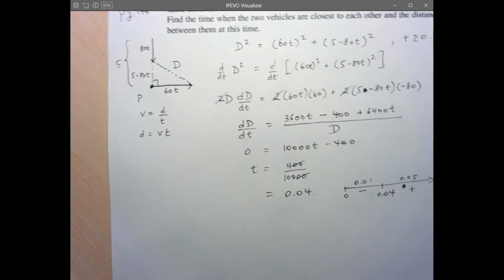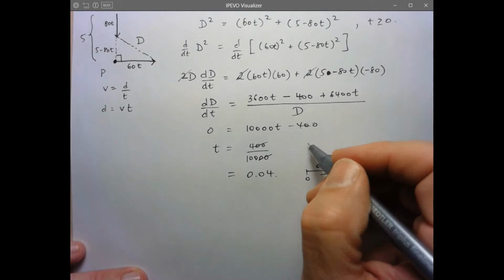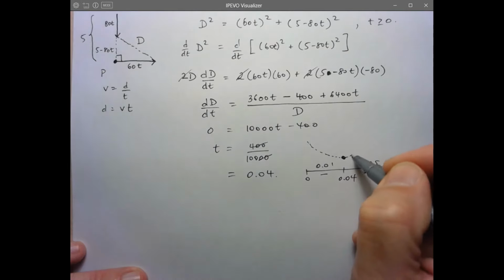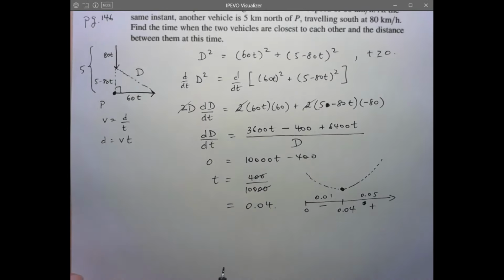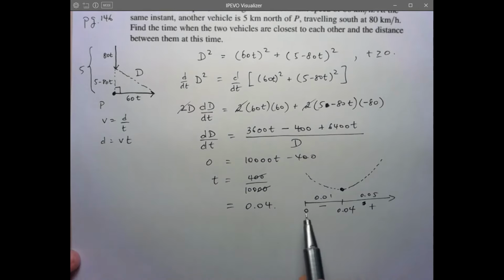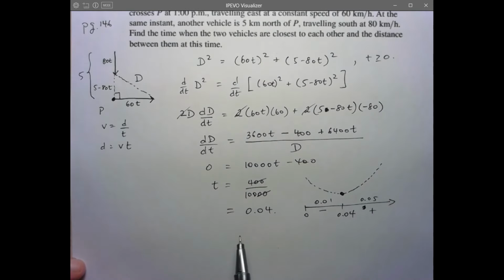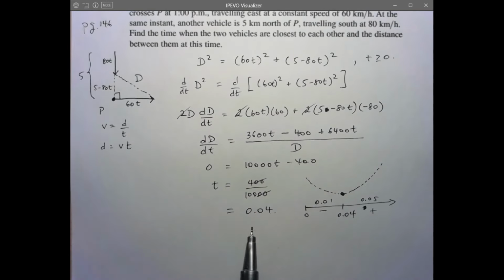Now, since that was my only critical point from 0 to infinity, we see that this function is decreasing all the way to my local minimum, and then it's continually increasing afterwards. So this is indeed an absolute minimum on this interval. Now let's figure out what they're asking us, now that we've found where our minimum occurs. They want the time, and then they want the distance between them at that time.